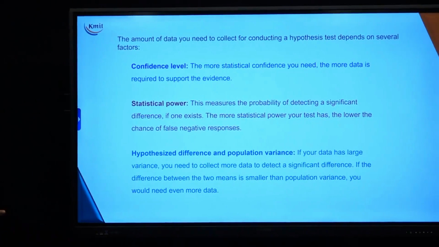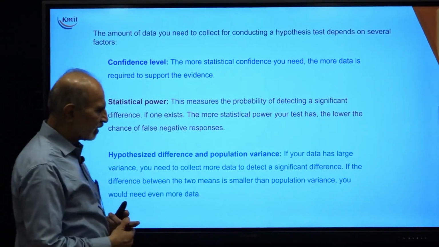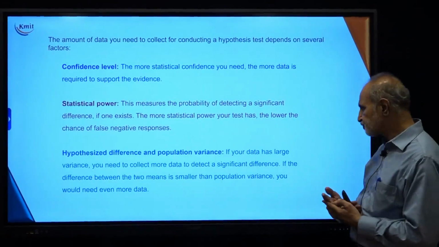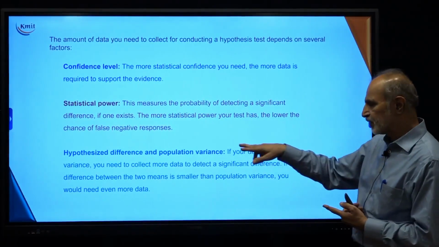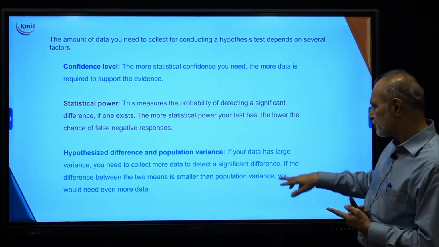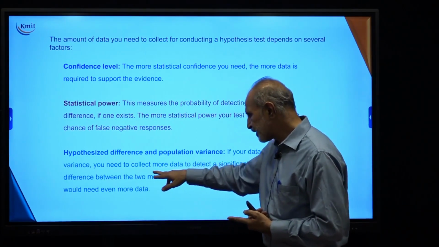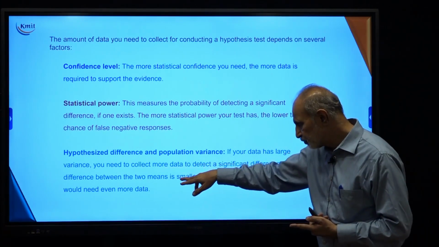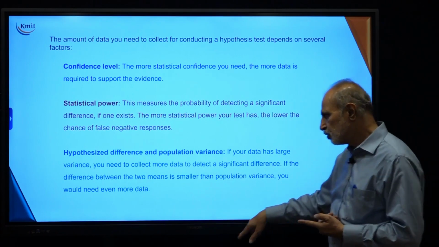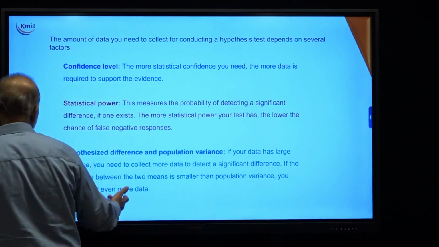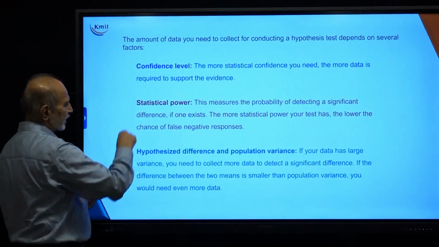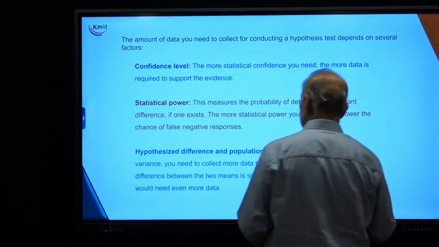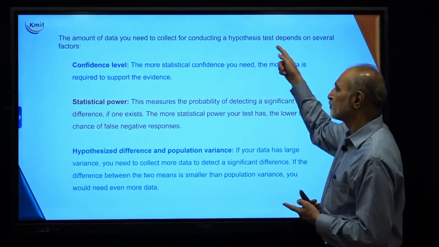Then third and most important is hypothesized differences and population variance. Last time I already explained to you about the variance. Variance tells me how much away you are from the mean. So, if your data has a large variance, you need to collect more data to detect the significant difference. However, if the difference between the two means is smaller than the population variance, you would need even more data. So, these three, confidence level, statistical power, and hypothesized differences and population variance, are basically going to give me a good conduction of the hypothesis testing.